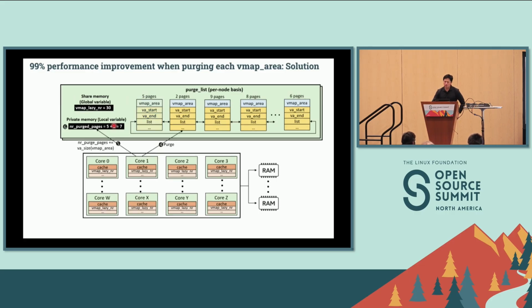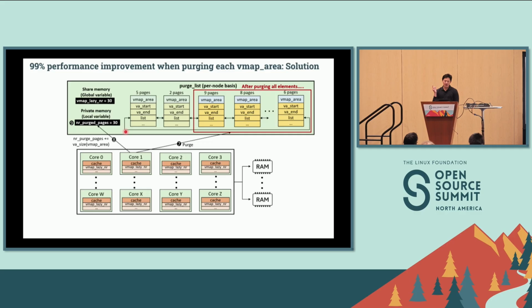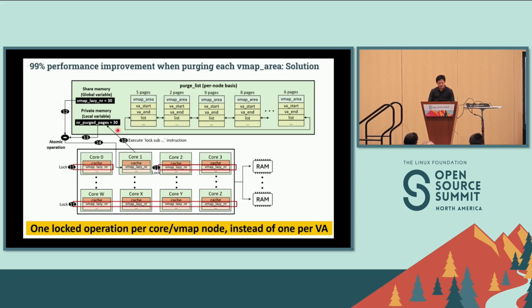And when we purge the second entry, the number of purged pages is 2, so the local variable becomes 7. After we purge all elements, this local variable becomes 30. Finally, a single atomic subtraction instruction is done to update the global counter. So this achieves one lock operation per core instead of one per VA object in the purge list.